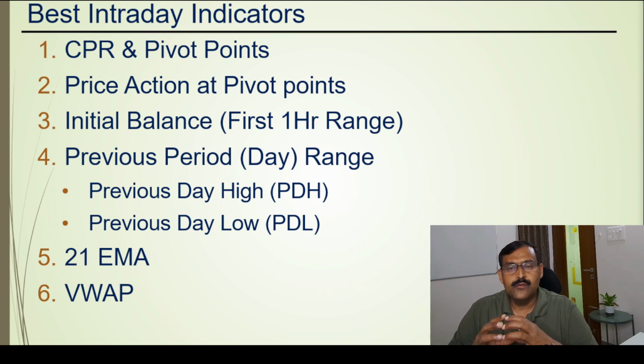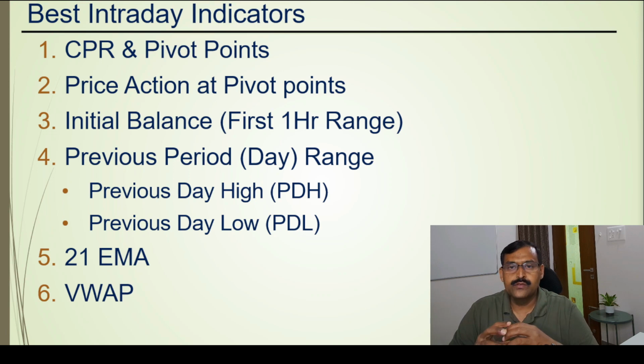The last one is the VWAP, volume weighted average price. How it is going to help us is, this is the average price weighted in terms of volume. If the price is trading above the VWAP, that means bulls are in control. If the price is trading below the VWAP, that means the bears are in control. This is how all these indicators are going to help us make a better decision in intraday trading. This is the set that I am practicing and it is helping me a lot.